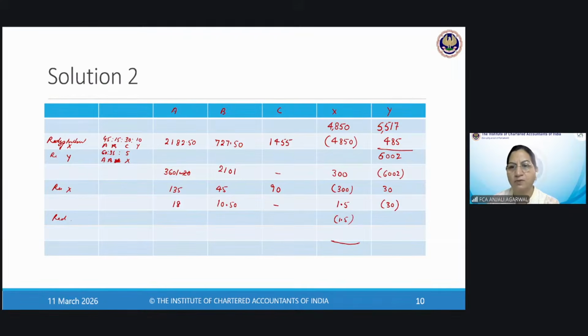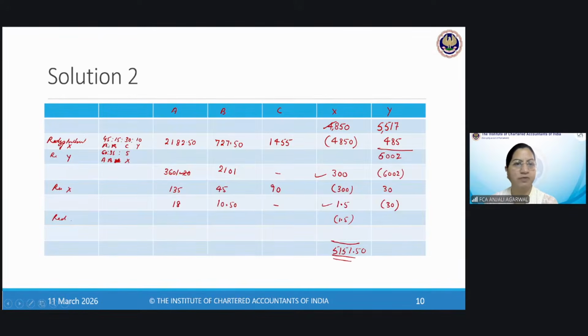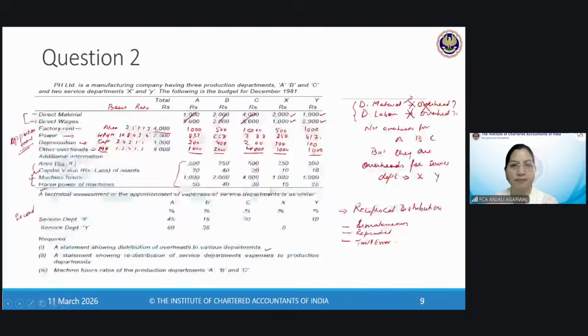When you total this also, you will see 4850 plus 300, 5150, plus 1.5, 5151.56. So whether you go by repeated distribution or simultaneous equation, you will get the same answer. So 5152 will be distributed amongst A, B and C in the ratio 45, 15 and 30. So 90% of 5152 will be distributed amongst A, B, and C. Then it is also asking you to calculate the machine hour rate.